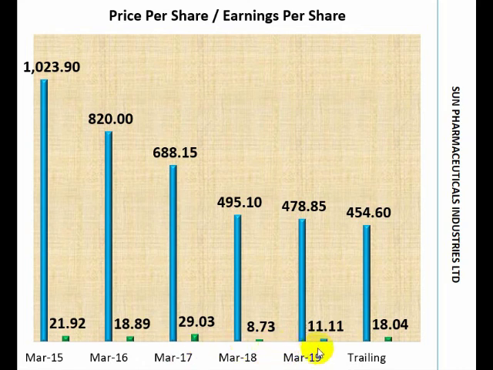In March 19 it recovered to 11 rupees, and in the recent 12 months the earnings per share is at around 18 rupees, which is in value around March 16. So the company has still not managed to get its earnings per share to the March 15 level. And we can see that from March 18 onwards till date the price has been in a very narrow range of less than 500 rupees. So the price has suffered here because of low EPS.